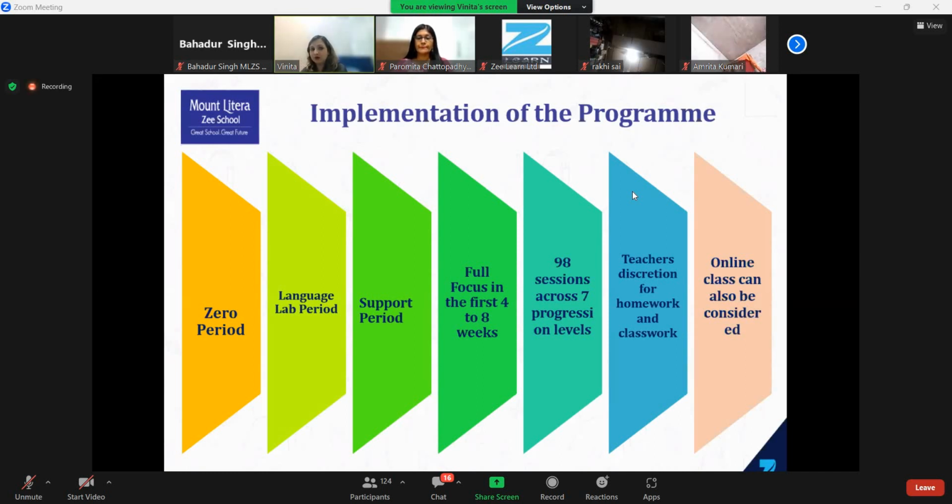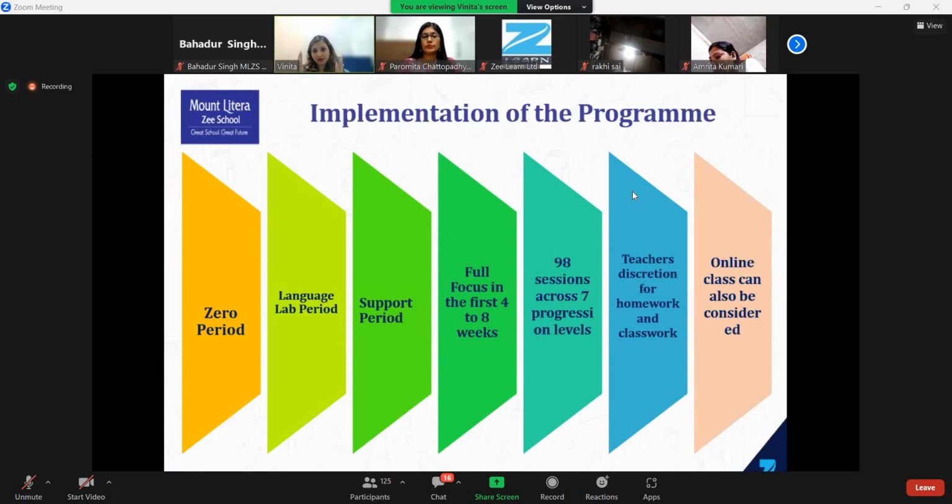We have a 0 period. This is a period which follows the mass assembly. Then we have a language lab period, and we can accommodate it during that time. Support periods are also there; certain support periods have been allocated. Grade-wise is different. We recommend that full focus is given to the English Readiness Program in the first 4 to 8 weeks. Very clearly.